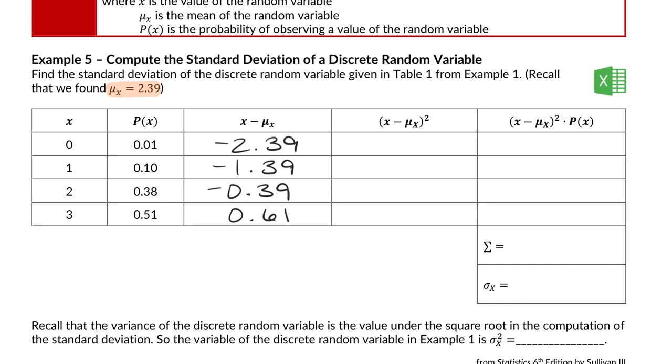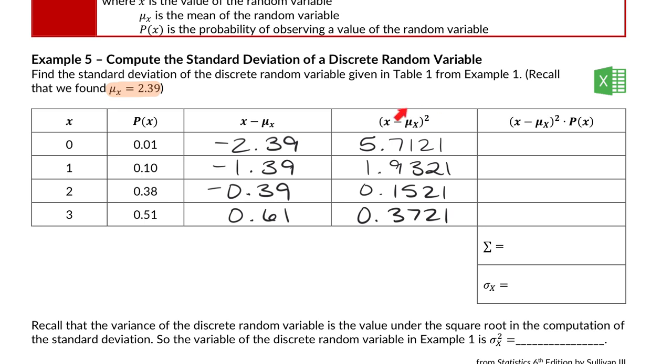We're then going to square all of those numbers. Make sure you use parentheses in your calculator, because negative times negative is positive. So this whole column should be positive. If we square those numbers, it's 5.7121, then 1.9321, then 0.1521 and 0.3721. So we have the square of the difference between the value of the random variable and mu.